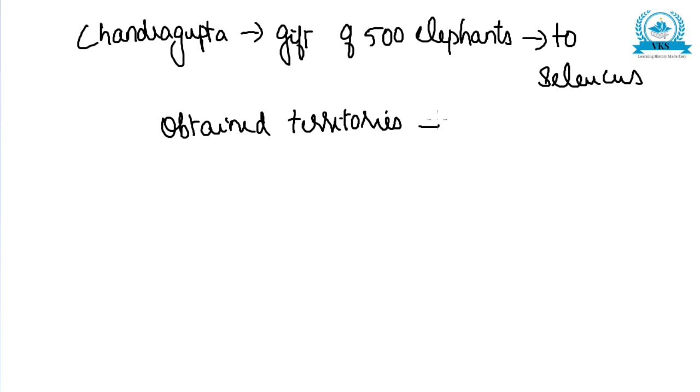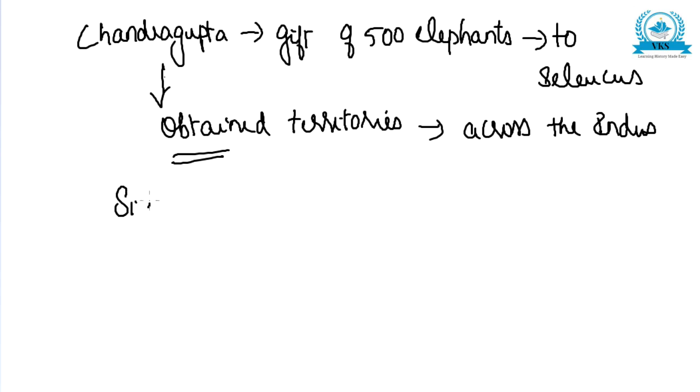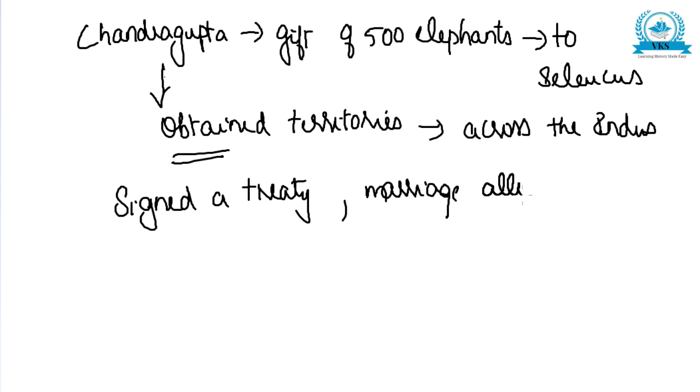Territories which were across the Indus. So hence Chandragupta gave a gift of 500 elephants to Seleucus, and he obtained territories across the Indus. And both of them signed a treaty, and they entered into marriage alliances, a matrimonial alliance. So this is how peace was concluded even after Chandragupta defeated Seleucus.